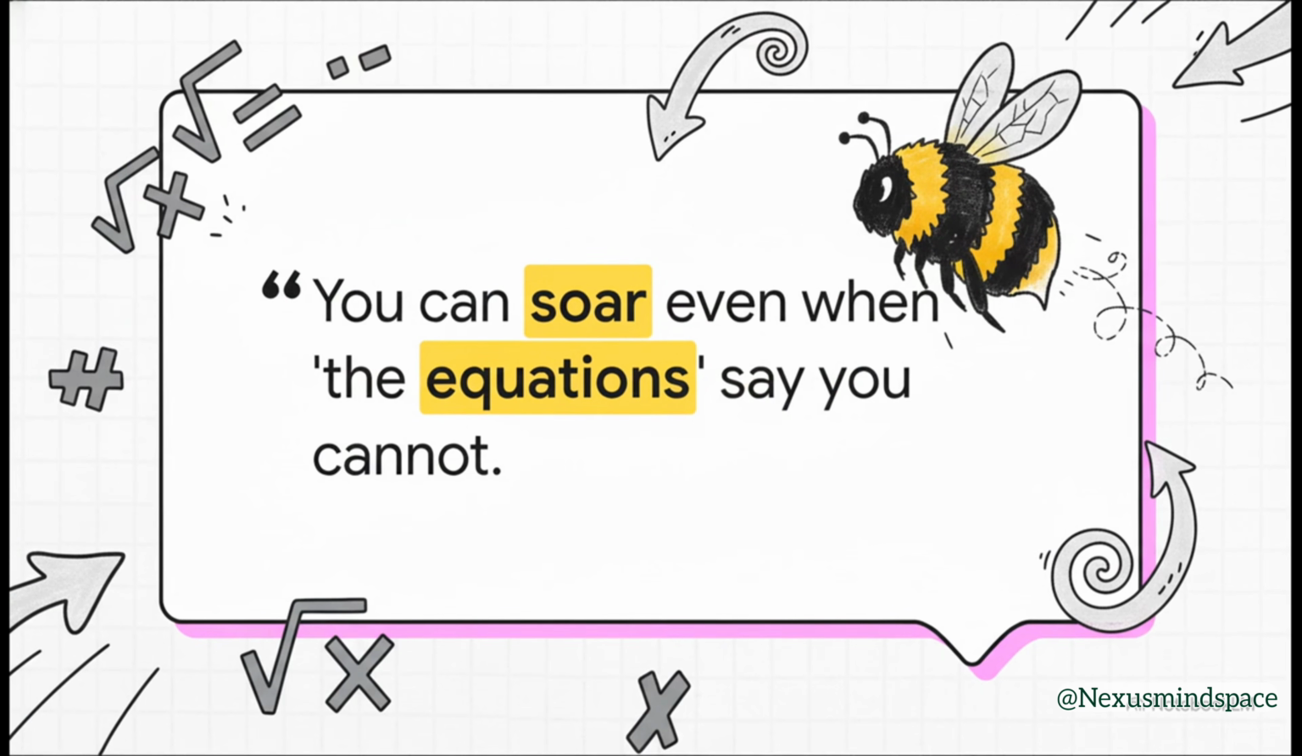So the next time you feel limited by an old story or by someone else's expectation, I want you to remember the bumblebee. Remember that the formulas being used to measure you might just be totally flawed. And remember that you too can soar, especially when the equations say you cannot.